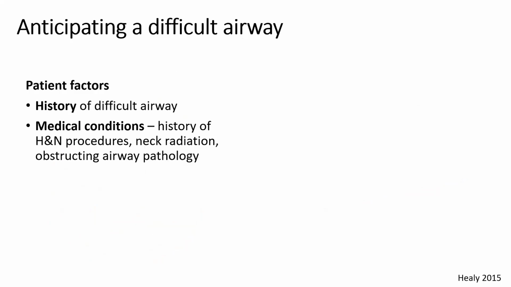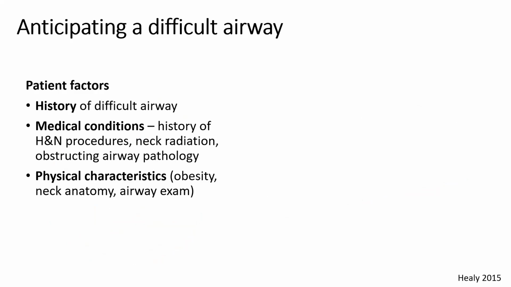So how do we know who's going to be difficult? There are a lot of patient-related factors. People who have a history of a difficult airway are likely to be difficult again. Certain medical conditions: people who are undergoing head and neck procedures, particularly if they've had neck radiation and there are changes to the airway or the adjacent structures. Anybody who has an obstructing mass near the airway, like a big thyroid goiter as an example.